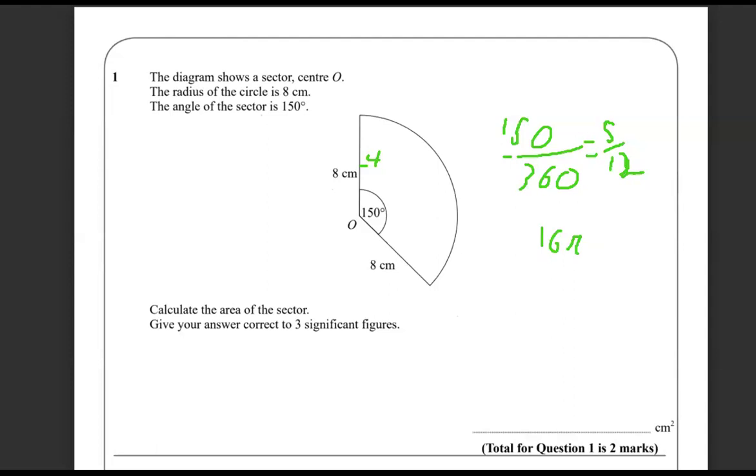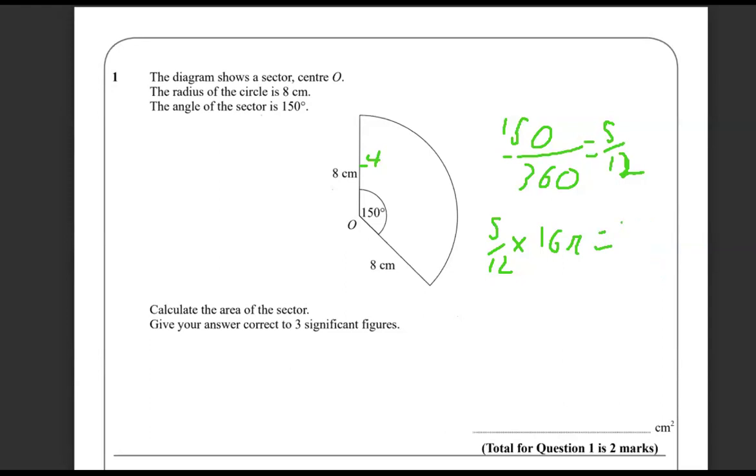So then 5/12 times 16 pi is 20 pi over 3. How come you say 16? What is 8 squared? Oh, why have I halved it? Why have I halved it? I didn't mean to do that.